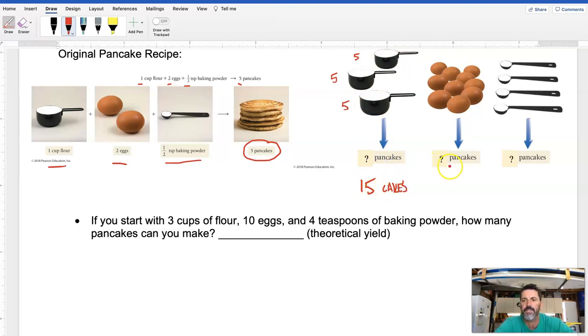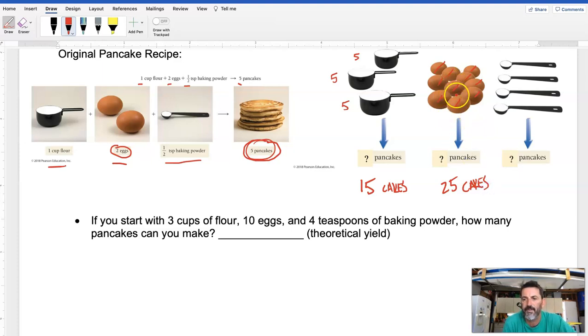All right, now we do the same thing with the eggs. If I'm going to start with 1, 2, 3, 4, 5, 6, 7, 8, 9, 10, I have 10 eggs here. Well, my ratio says for every 2 eggs, I'm going to make 5 pancakes. So every 2 eggs, that's 5 pancakes. Here's another 2 eggs, that's 10 pancakes. There's another 2, that's 15. Here's another 2, that's 20. And there's another 2. So I can actually make 25 pancakes if I just look at the amount of eggs that I have.